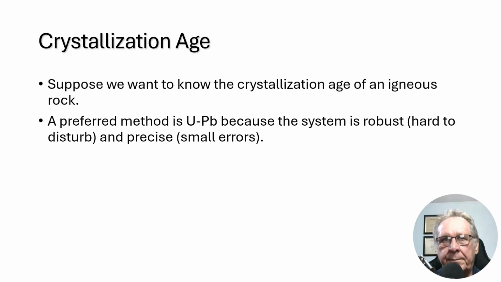And so we have to ask the question, what is it exactly that we want to know about this particular igneous rock? We have found our igneous rock, and now we have asked the question, and the question is, what is the crystallization age? When did this molten rock become solid? In this case, we're going to use the uranium lead method. That is a preferred method by geoscientists across the globe because the system is robust, it's very hard to disturb, and because the system produces ages that are very precise and have small errors.